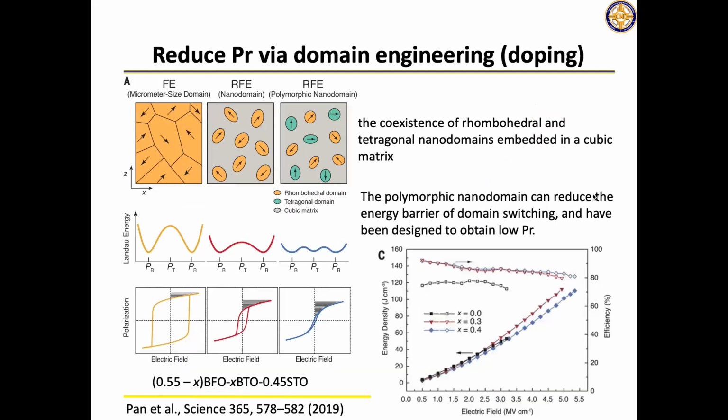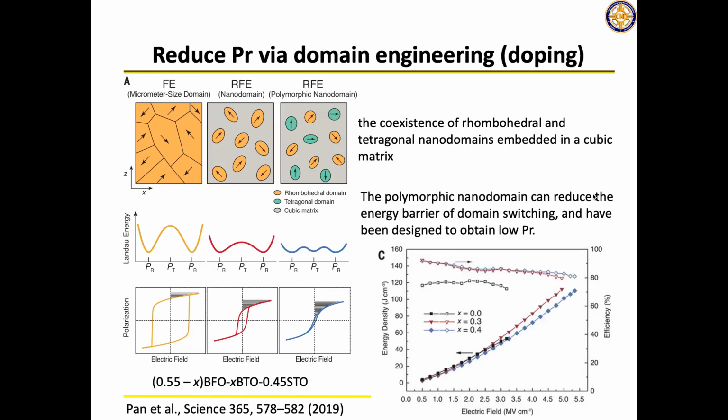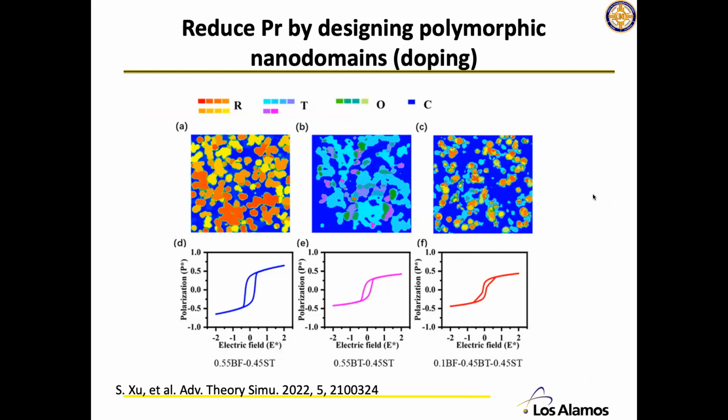So in the literature, people use different mechanisms, or strategies, to do this, like doping or ion bombardment. I think LANL published one paper in 2020 on that. And of course, you can use interface engineering methods to tune or increase the breakdown field. Let's take a look at a few examples. There's one work published by a group from Tsinghua University. They engineer the domains, introducing PNRs, polar nanoregions, in the dielectric materials. By doing that, they can get pretty good results: the efficiency is around 80%, and the energy storage density is around 110, something like that. And of course, people do simulation to demonstrate the PNR regions in this type of material.